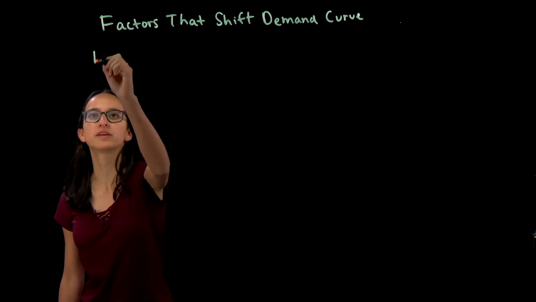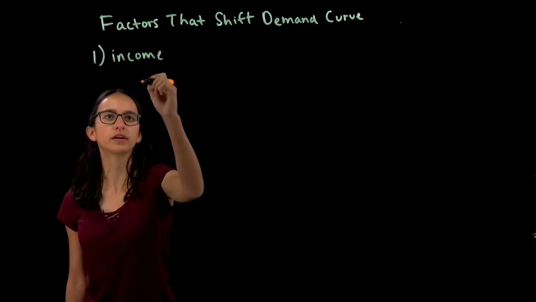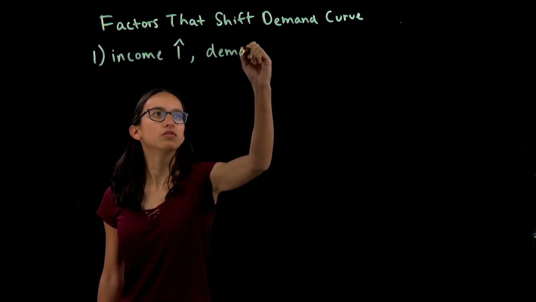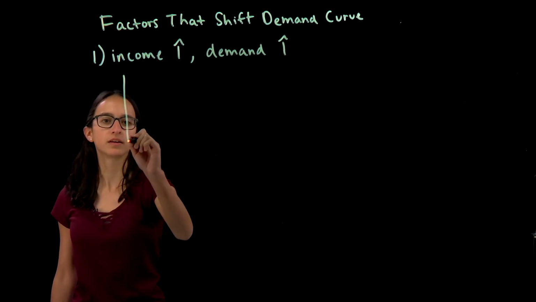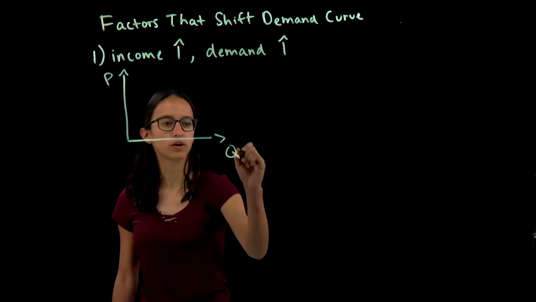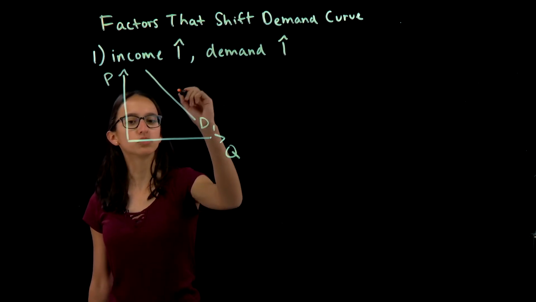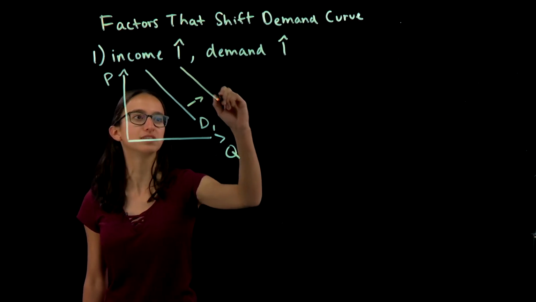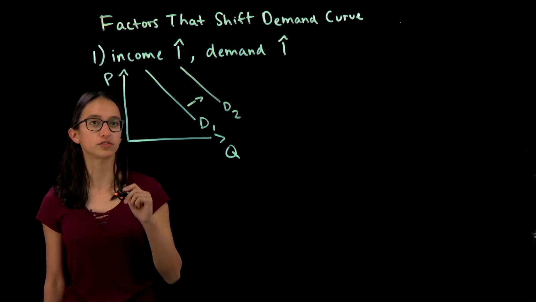All right, so our first one is income. This is one of the biggest factors. If our income goes up, our demand for a certain good would also go up. We can show this on a graph: price, quantity, and our demand curve, which I'm going to label as demand 1. To show an increase in demand, we're going to shift from demand 1 to demand 2. Okay, so that's our first factor that shifts the demand curve.